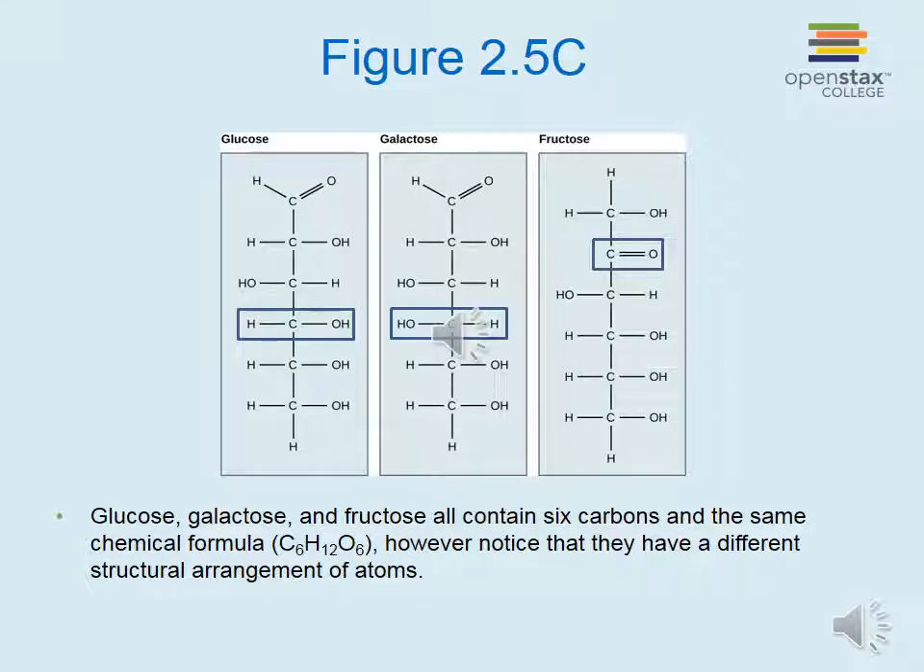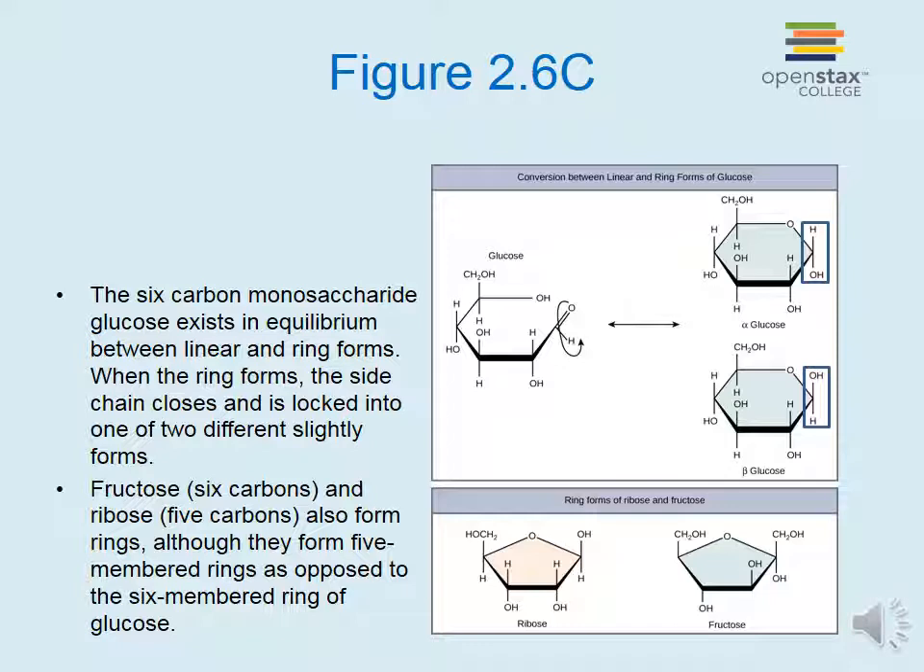The 6-carbon monosaccharide glucose exists in equilibrium between linear and ring forms. When the ring forms, the side chain closes and is locked into one of 2 slightly different forms. Fructose, which has 6 carbons, and ribose, which is another monosaccharide with 5 carbons, also form rings, although as seen here they form 5-membered rings as opposed to the 6-membered ring of glucose.